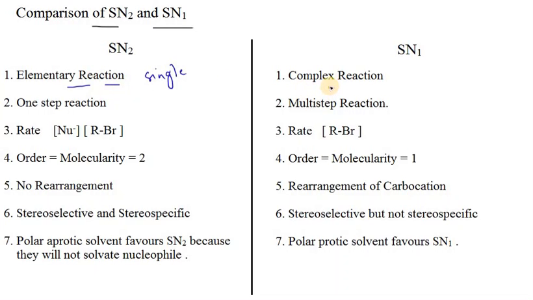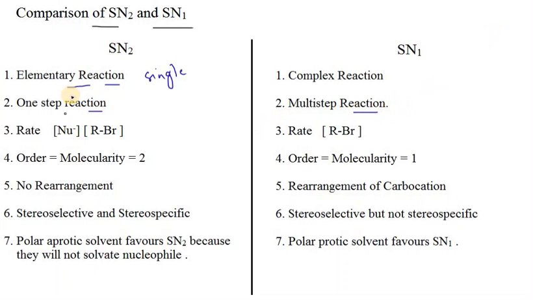And SN1 is a complex reaction. It may proceed in multiple steps. So as we see, SN2 is considered a one step reaction, and SN1 is considered a multi-step reaction.